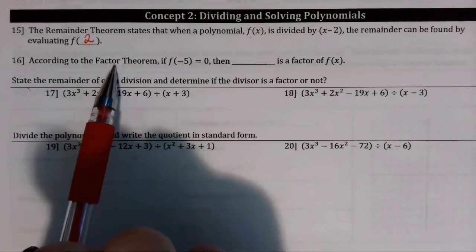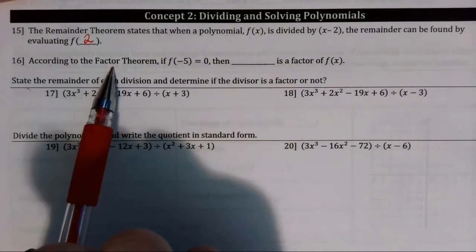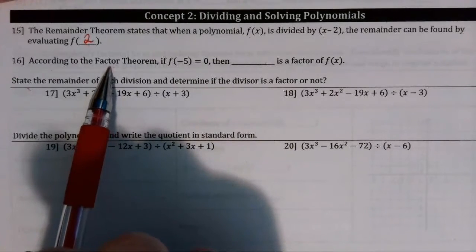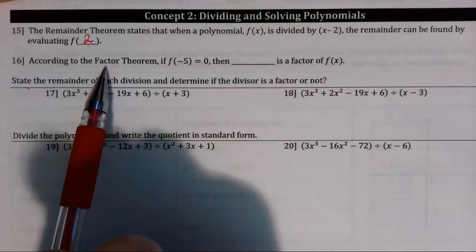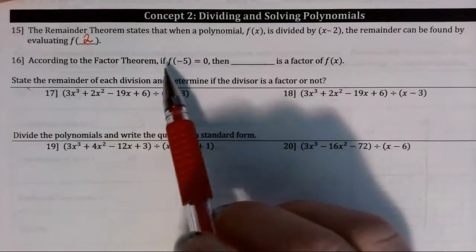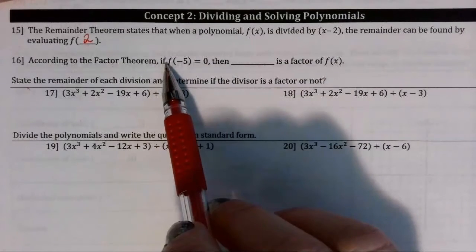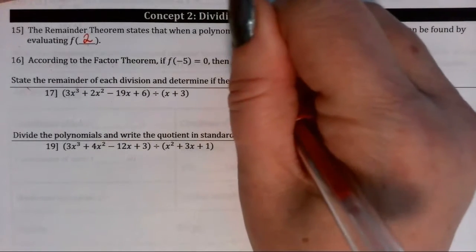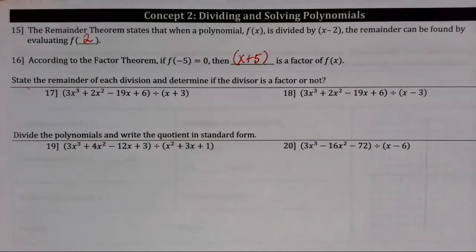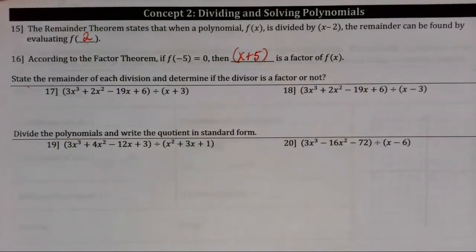According to the factor theorem, if a divisor gives a remainder of 0, then that factor divides evenly into the polynomial. So if f of negative 5 equals 0, that tells me that the factor x plus 5 divided evenly into f of x with no remainder.